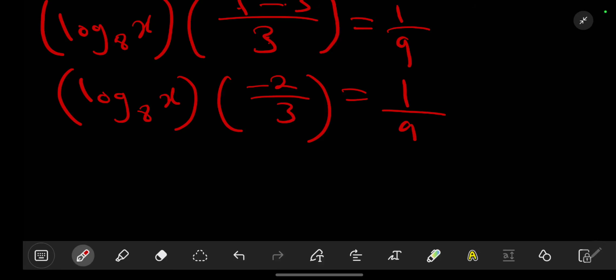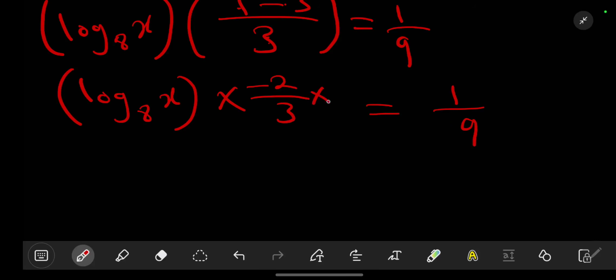With that said, let's just get rid of this so that this whole thing can be left alone. So we can do this. So we have times there, should be equal to 1/9. So we can multiply by the multiplicative inverse, which is 3/-2, on both sides. So this and this cancel, this and this cancel.